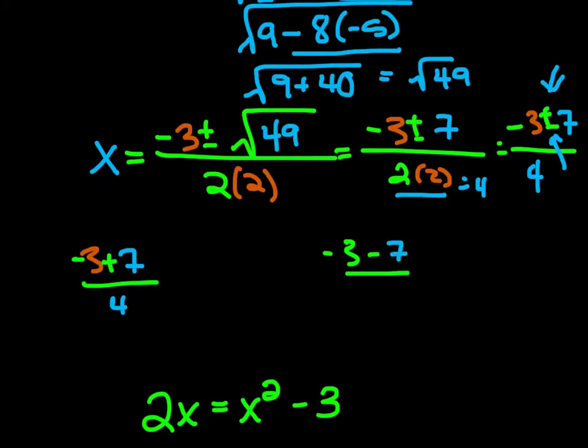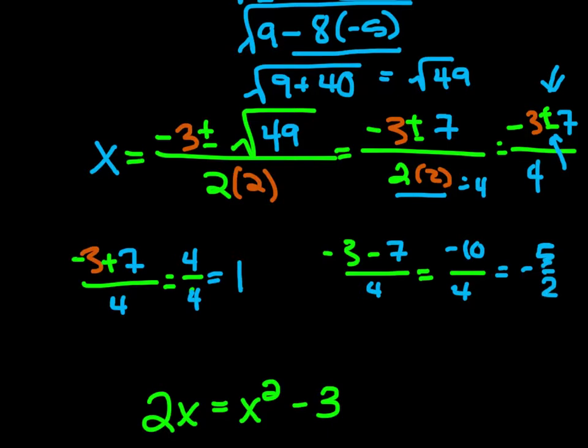divided by 4. So if we continue this, negative 3 plus 7 is a positive 4, and we're going to divide that by 4. And we have negative 3 minus 7, that equals a negative 10, and that is divided by 4. So last but not least, 4 divided by 4 is 1, and negative 10 divided by 4 is negative 5 over 2. So we're just dividing the top number and the bottom number by 2.